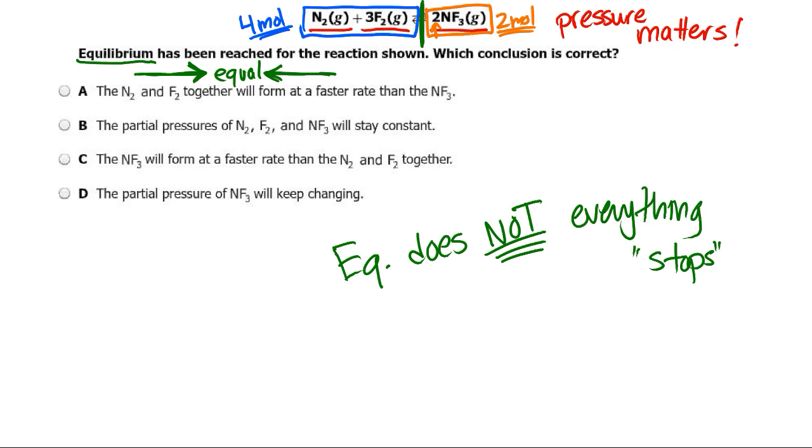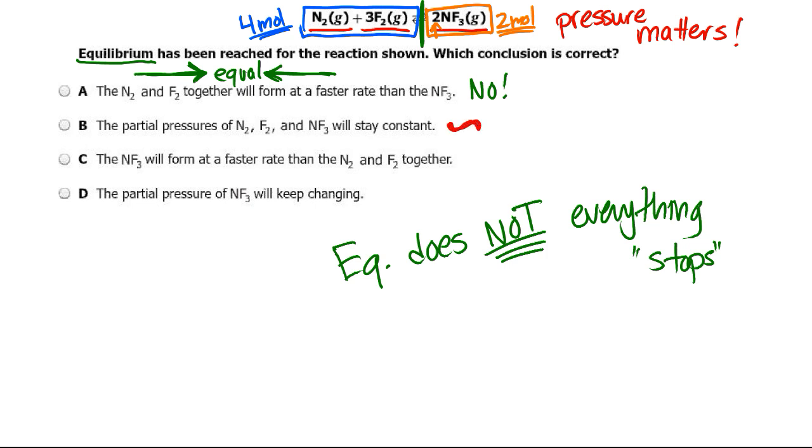So the nitrogen and fluorine together will form at a faster rate. We're going to say no to this. The whole concept of equilibrium is that the nitrogen and fluorine creation rate is equal to the NF3 destruction rate. They're opposite, but just equal. The partial pressure of nitrogen, fluorine, and NF3 will stay constant. This sounds like a good answer for us so far.